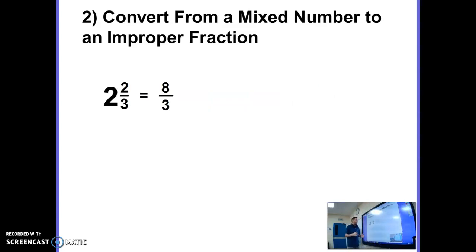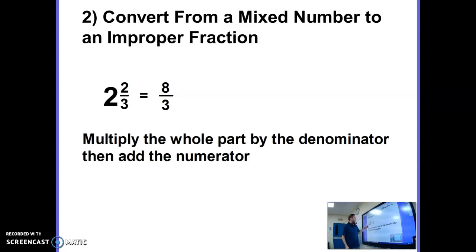Now there is a sort of a trick to that, and what you need to do is to say, well, the whole parts, the two whole ones, if I'm dealing with thirds, I'm going to have 2 lots of 3. So what I do here is I take the 2, multiply by the 3, 2 times 3, then I add the 2, the extra 2 on the top there, the numerator.